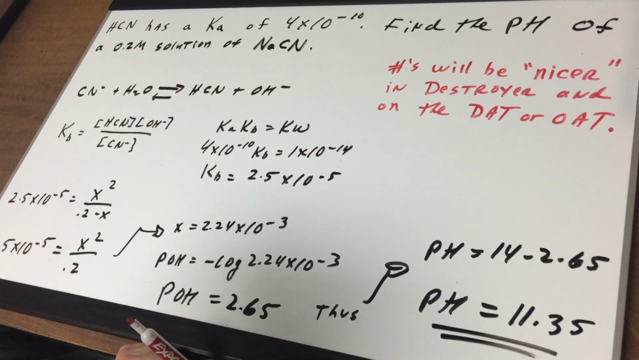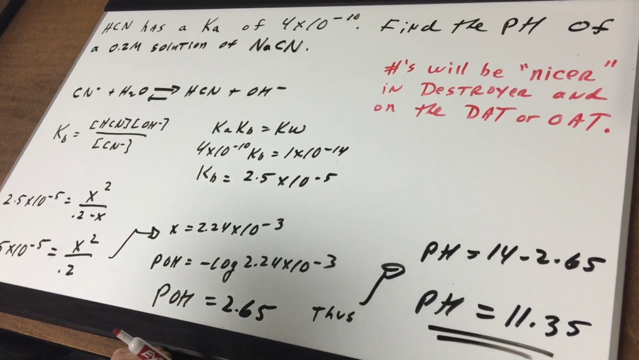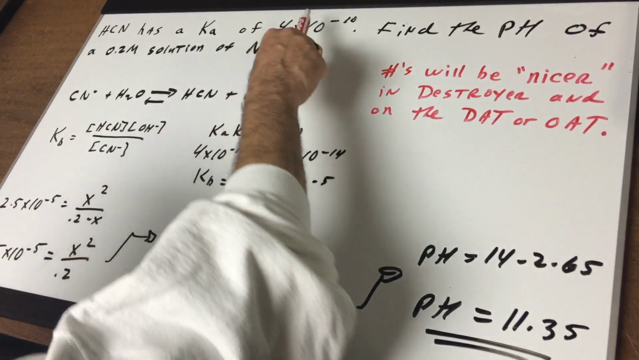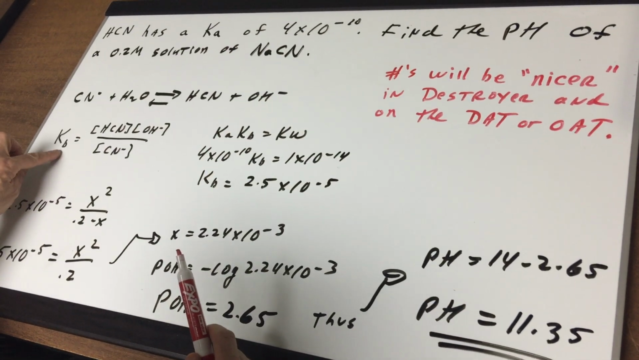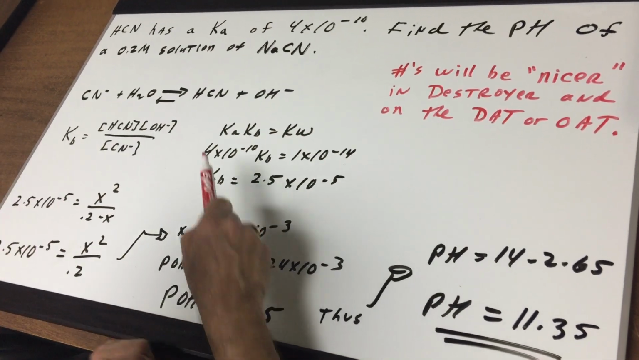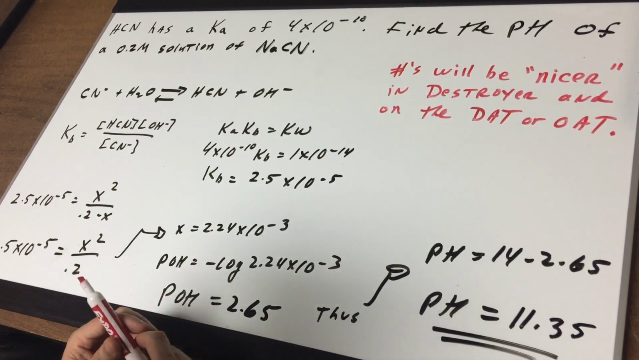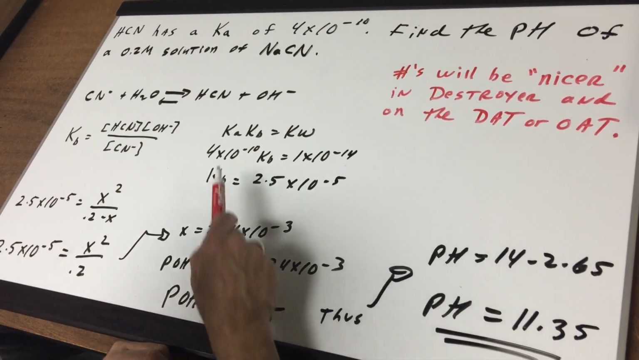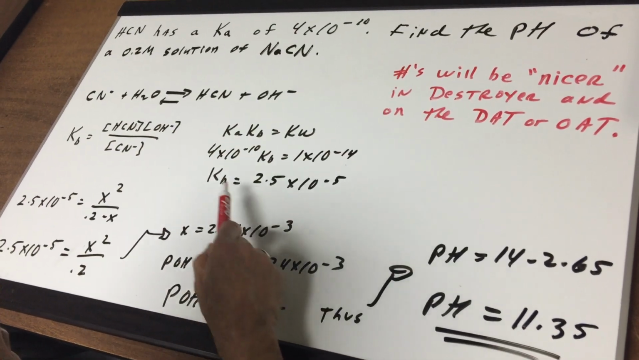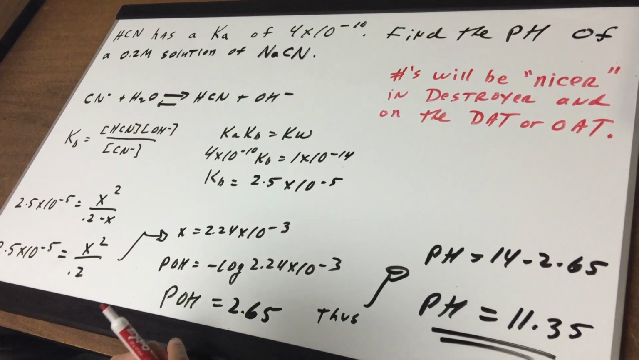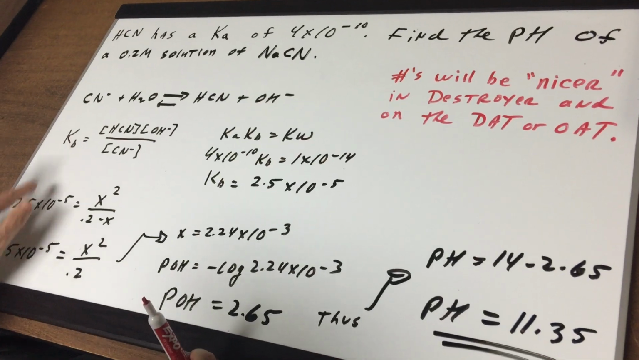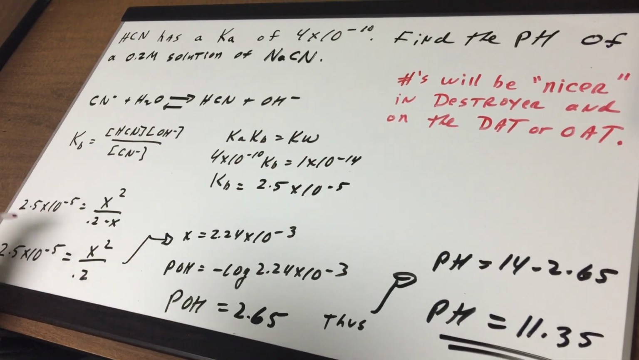That's it. All you've got to do now is some plug and chug. We're given the Ka, but we don't want the Ka, we want the Kb. So Ka times Kb, as you know, is equal to Kw, which is 1 times 10 to the minus 14. Plugging in the value of Ka, I solve for the Kb. Once I know the Kb, I go back in and plug my numbers in.